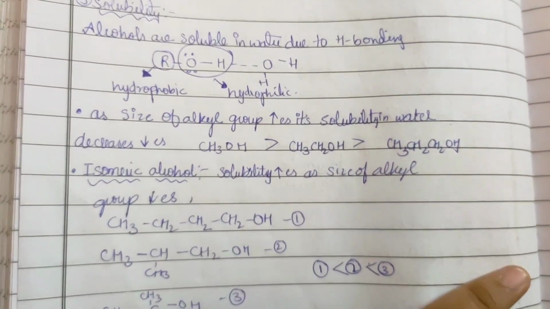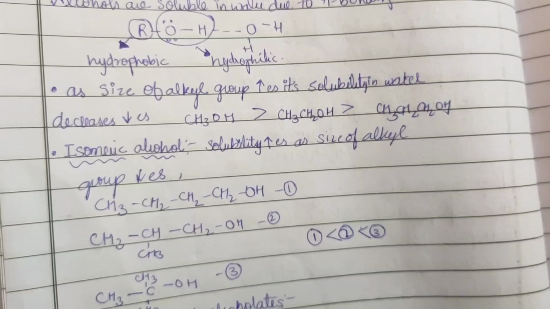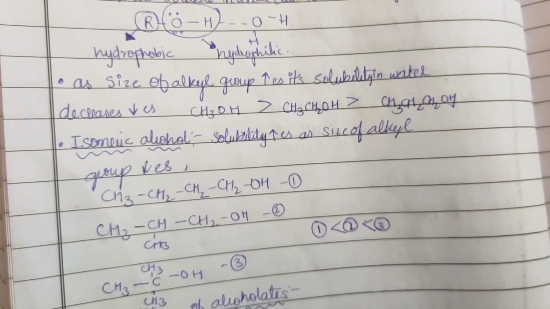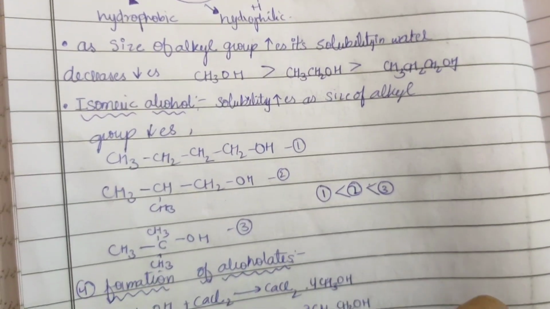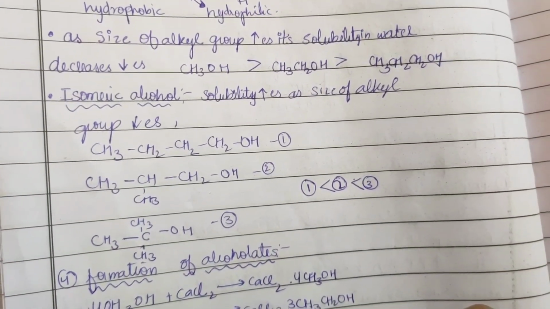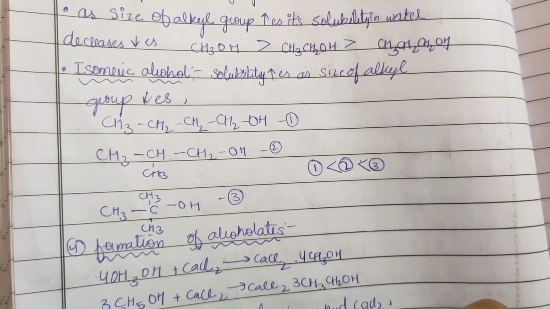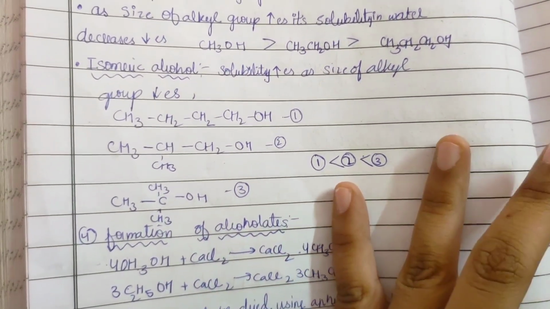Here solubility increases as the size of the alkyl group decreases. CH3CH2CH2CH2OH, then CH3CH2CH(CH3)OH, then (CH3)3COH. Here you can see the order: 1 is less than 2, less than 3.